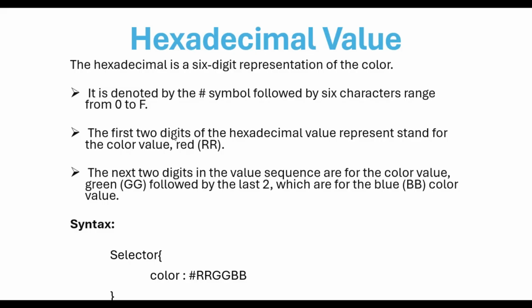Our next CSS format type is the hexadecimal value. It represents a color using a hexadecimal code. This format is denoted by a hash symbol, followed by 6 characters. The first 2 digits represent the red RR value, the next 2 digits represent the green GG value, and the last 2 digits represent the blue BB value. These values range from 00 to FF in hexadecimal format. You can see the syntax here.